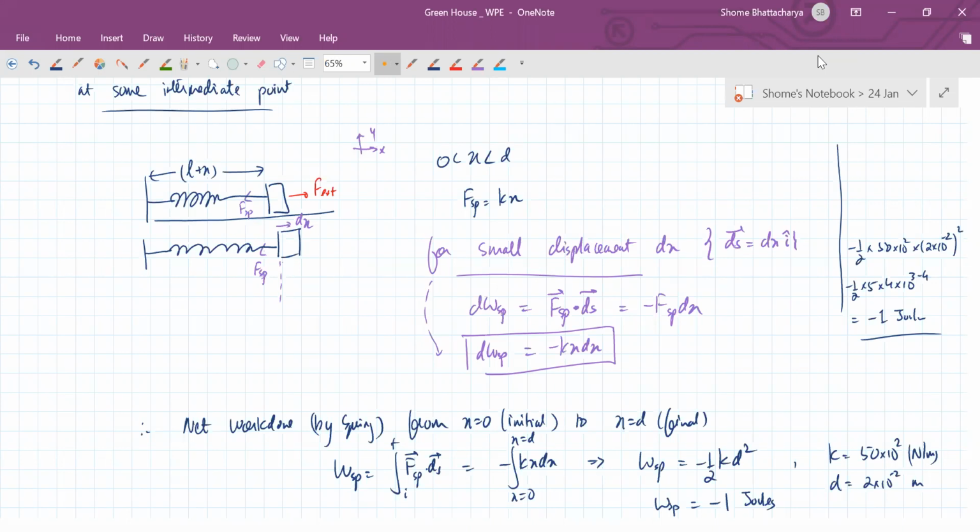What you are saying is correct, that if I release the block now, the spring will pull it back to the natural state, and for doing that it will do positive work. But in this particular question, I have not asked that. I have asked to take the spring from natural length to an extension of 2 centimeters. During that part of the process, how much work is done? So that will be negative.